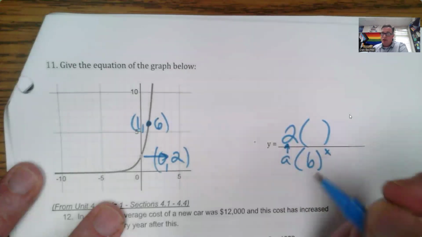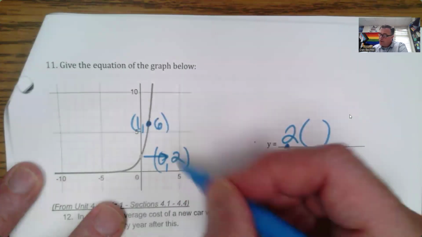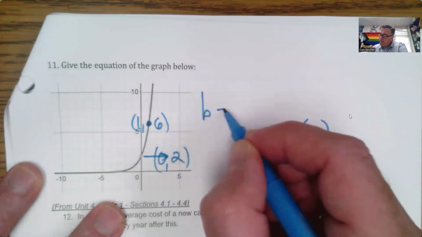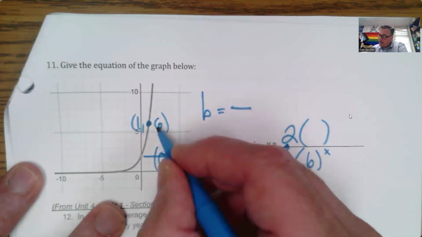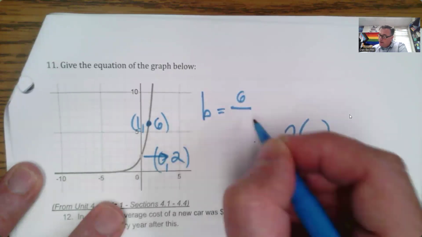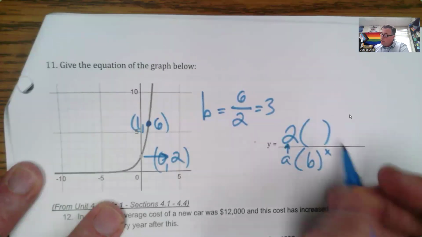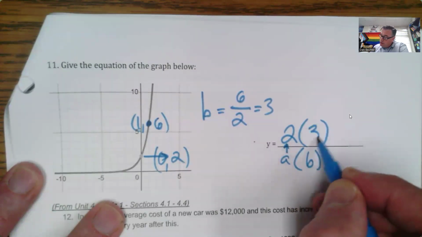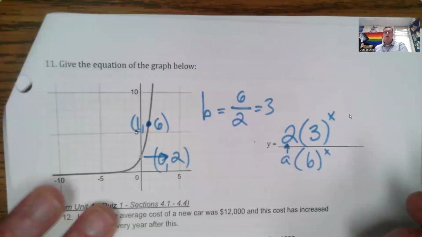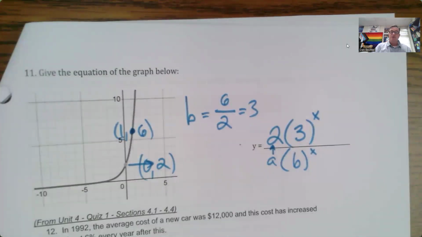To find my multiplier, I do it just like I did it with the other one. I take my y values and divide them. So my b value, or my multiplier, is going to take the second one there, 6, divided by the first one, 2. And I'm going to get that my multiplier is 3. So the final equation for this is going to be 2 times 3 to the x power. And that's what we got.